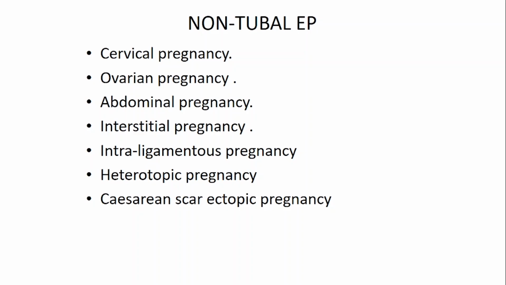So that's about tubal ectopic pregnancy. We'll discuss non-tubal ectopic pregnancy, which comprises cervical pregnancy, ovarian pregnancy, abdominal pregnancy, interstitial pregnancy, intraligamentous pregnancy, heterotopic pregnancy, and cesarean section scar ectopic pregnancy. We'll just go briefly because, like I said, most of our time is spent on tubal ectopic pregnancy, which is the commonest of the ectopics.